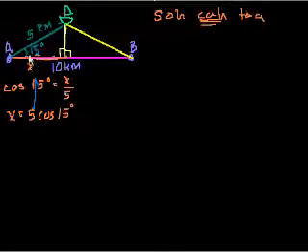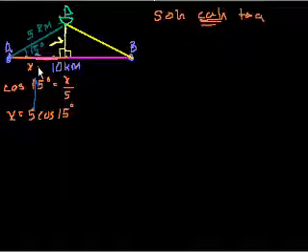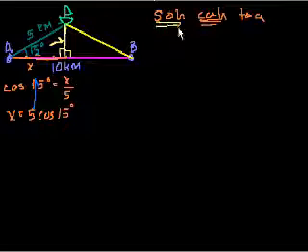Well, this is opposite to this angle, right? This is the opposite. And we know the hypotenuse. So what trig function should we use? If we want to figure out the opposite, and we know the hypotenuse and we know the angle, what trig function deals with the opposite and the hypotenuse? Well, that's sine, right?